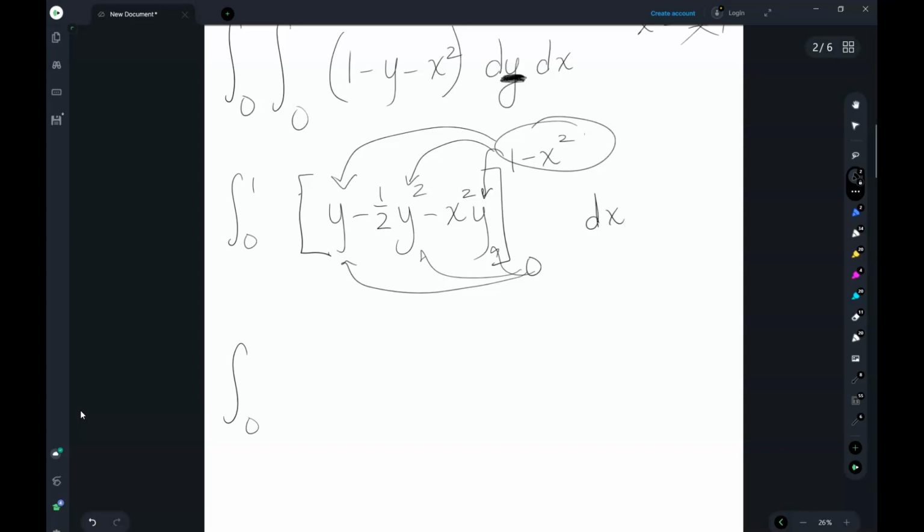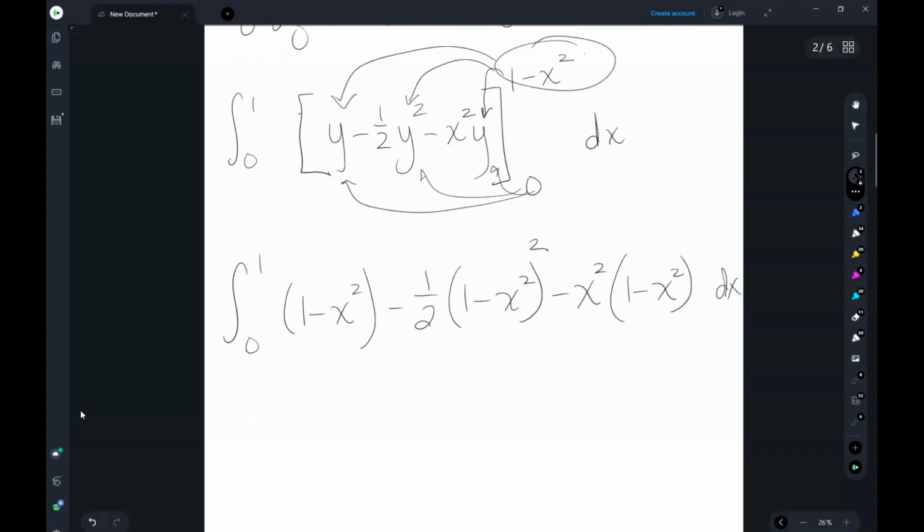So to go on to the next part of our problem, we really just have to plug in 1 minus x squared and get our new integrand simplified as much as possible to get us ready for one more round of integration. So let's start by plugging in the 1 minus x squared everywhere we see a y. We'll have 1 minus x squared minus 1/2 of (1 minus x squared) squared minus x squared times (1 minus x squared). And since there's still another integration to do, this is going to be a lot easier if we were to simplify and combine like terms.